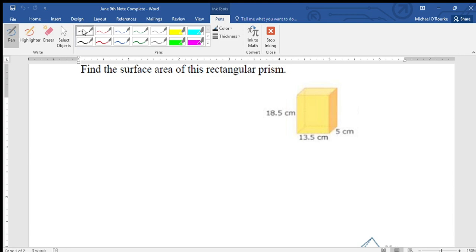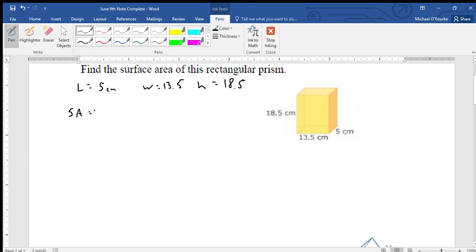So I always like starting off with labeling what I have. In this case, a rectangle would have a length, a width, and a height. So my length is going to be 5 centimeters. My width is going to be 13.5 and my height is going to be 18.5. So once I have all those, we're good to go. Then we just take a look at our formula sheet.